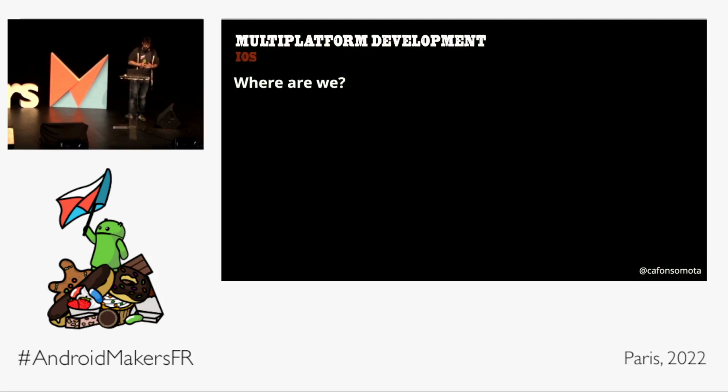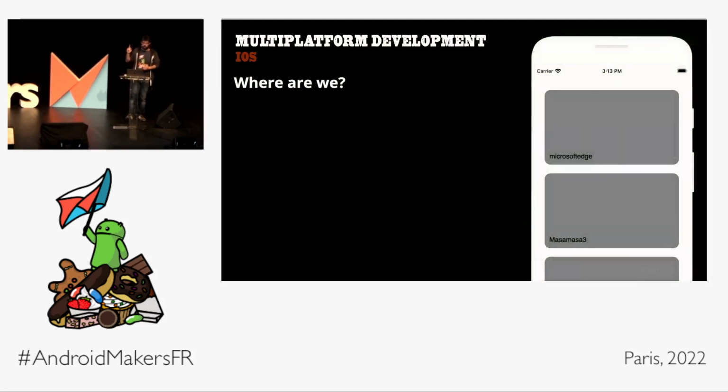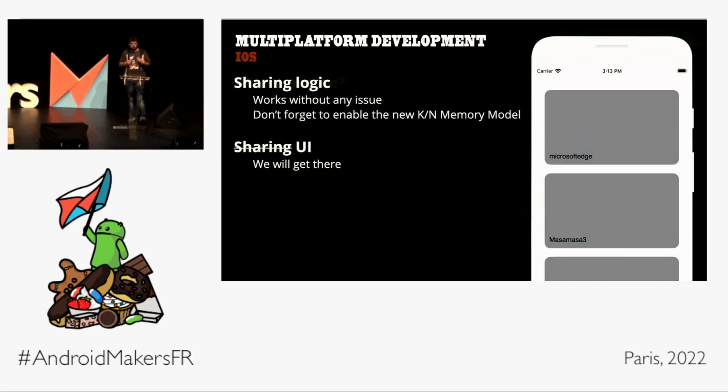So iOS, the same question, where are we? I think you all know we are here. Sharing logic on iOS works really, really well. I have an app in production for the past year, and although there were a couple of challenges when we tried to add a new feature, everything is working fine, especially with the new Kotlin Native memory model. It's working really, really good, and I don't even remember the last time that we had a crash, for instance, a crash that we didn't know why it happened. Crashes, unfortunately, sometimes we have.